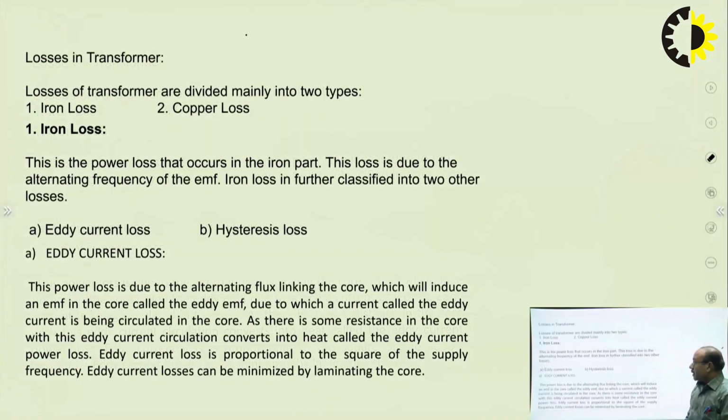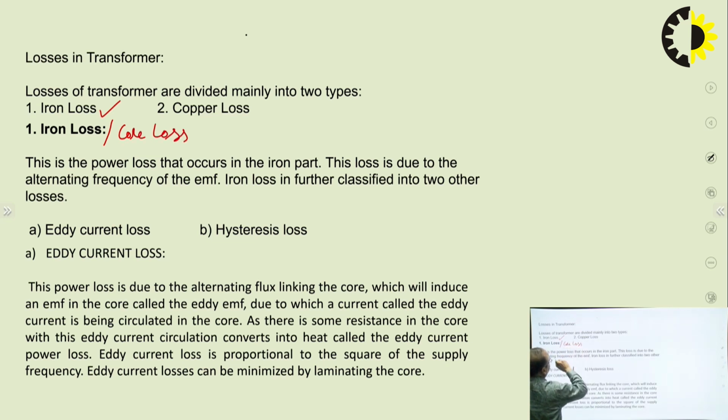Losses in a transformer. The losses which are taking place in a transformer, mainly there are two types. One is iron loss. It is also known as core loss. Reason being, the core is made up of iron. That's why we call it iron loss or core loss. And the second one is copper loss. We call it Cu loss, Cu for copper. So these are basically the two types of losses which take place in a transformer.